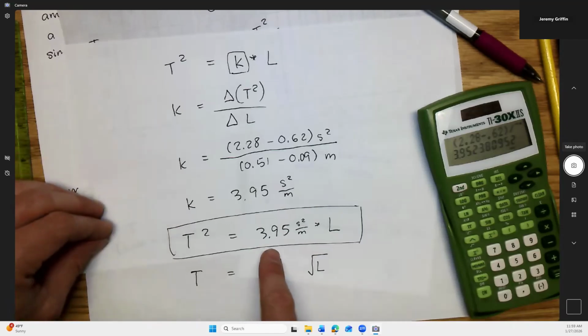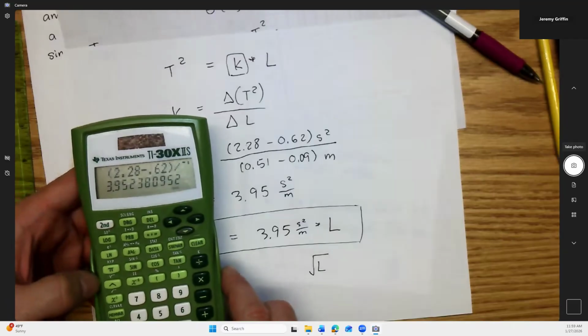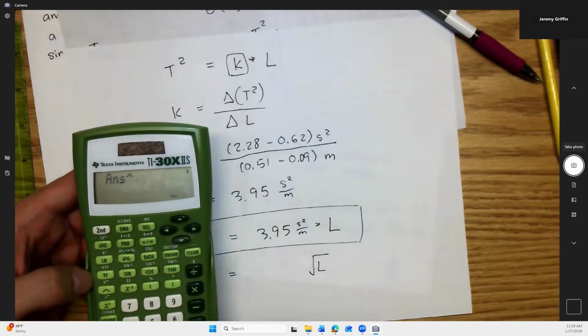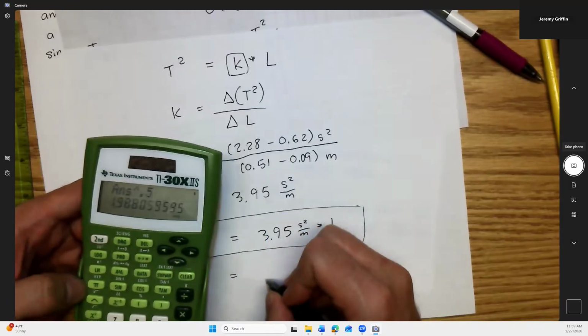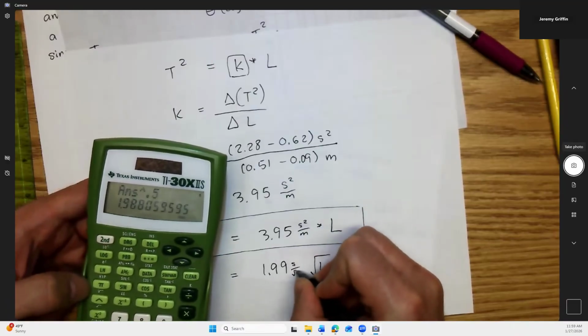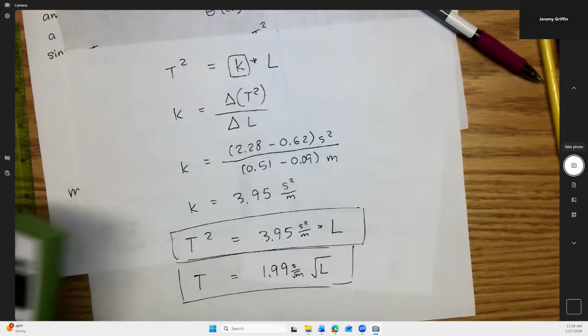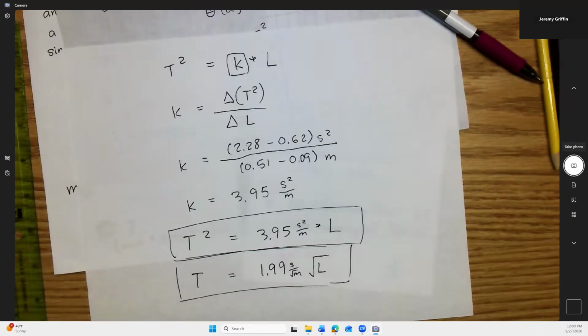Square root of this. Right. And on the calculator, see if you remember this. Guys, if I want to take the square root, can I do to the power of what? Okay, so that's like 1.99, and that'd be seconds over root meters. Like that. I got it. Okay, so this equation, the same thing. All right, you guys ready to see the textbook solution?